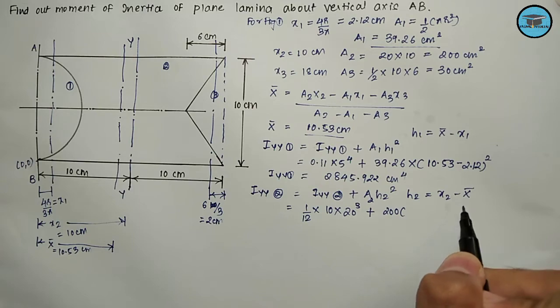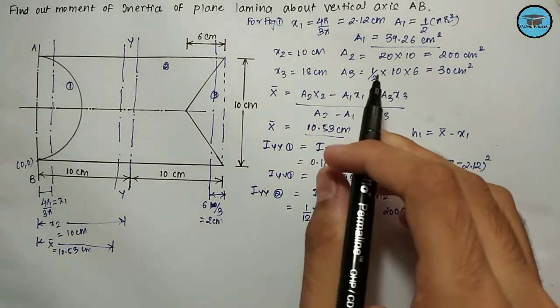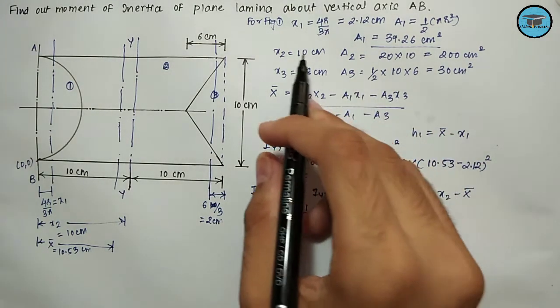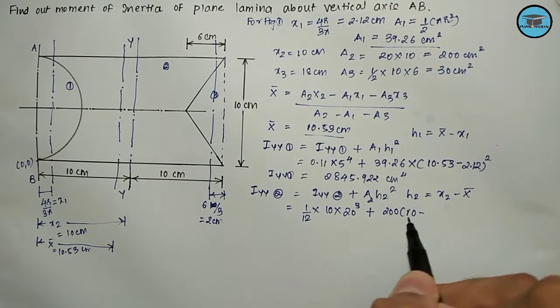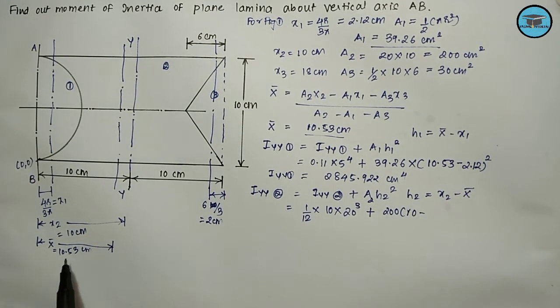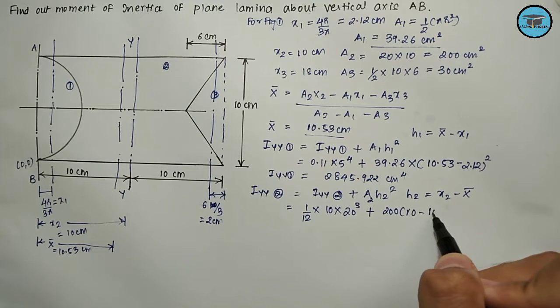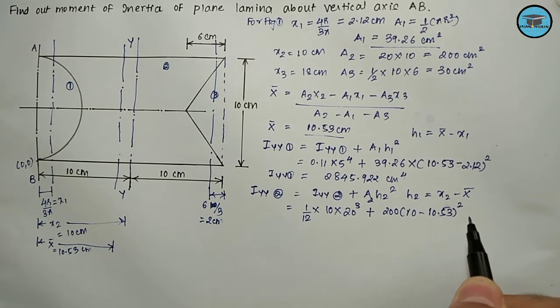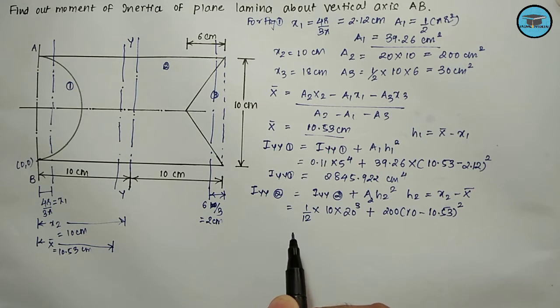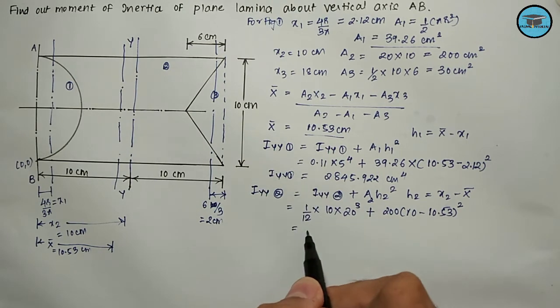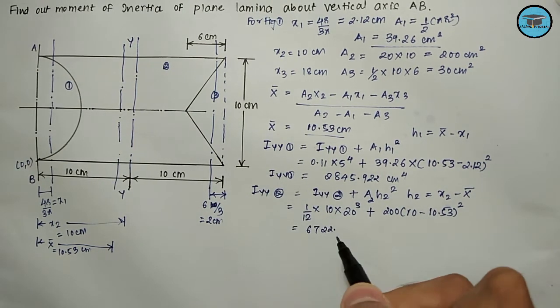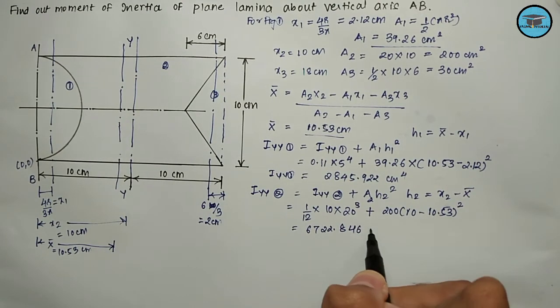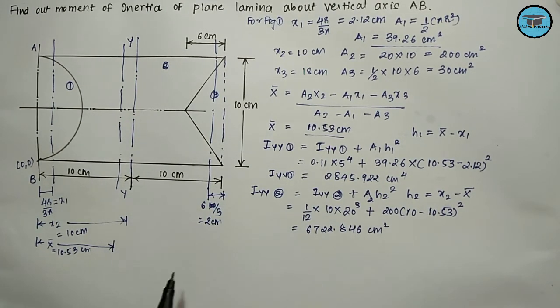x bar. That we know as x2, that we have obtained as 10 centimeters. So 10 minus x bar that we have obtained as 10.53, so it is 10.53 whole square. Okay, so we will be getting the value of Iyy2 as somewhat 6722.846 centimeter raised to 4. Similarly, we need to obtain the value of Iyy3.